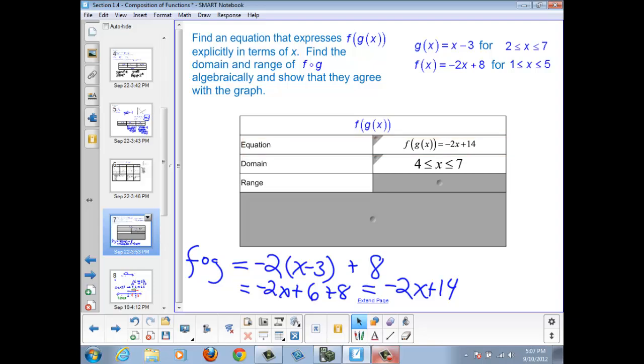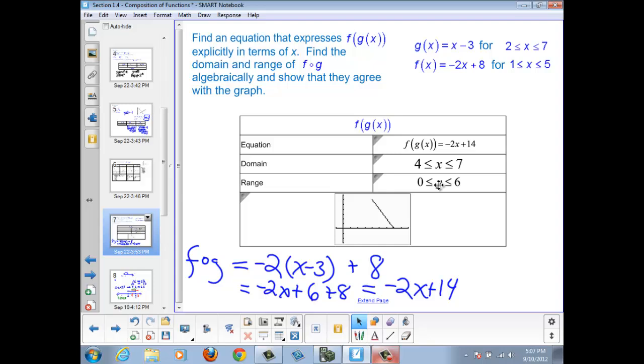So 4 gives me -8 plus 14, so 6. And then 7 gives me -14 plus 14, 0. So in that case, my values go for y between 0 and 6. And it matches our graph.